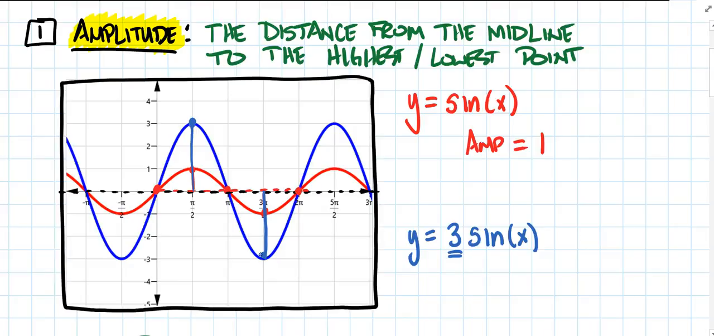So in general, when we are dealing with the equation y equals a sine of x, we say the amplitude is equal to the absolute value of whatever that a is. The amplitude is the absolute value of whatever that a value happens to be.